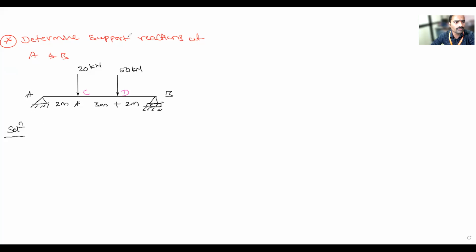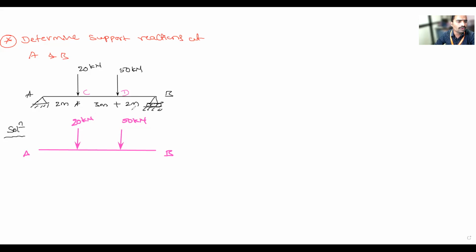Same beam, I will redraw this one. I have taken the same beam, so I will write its names. This is A, this is B. Next there is a loading. So there is a 20 kilonewton load here, and there is another load here. What is the load? It is 20 kilonewton, and here it is 50 kilonewton.